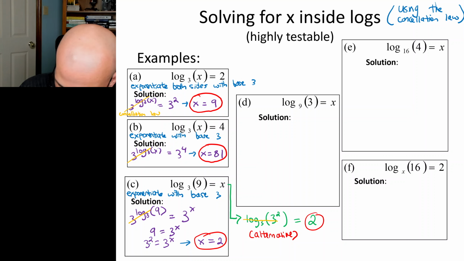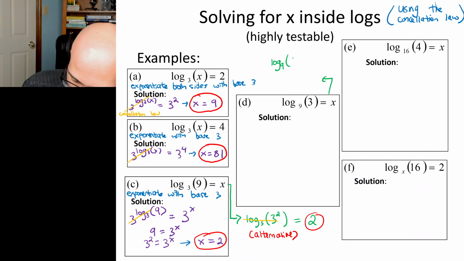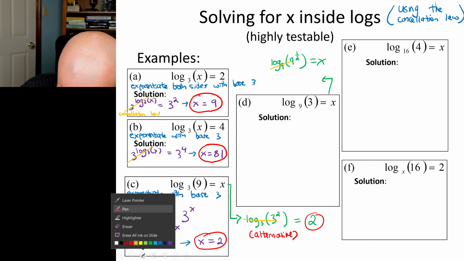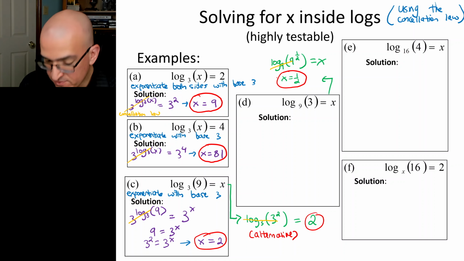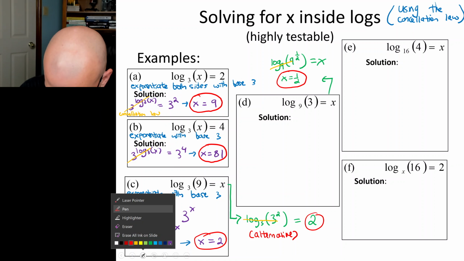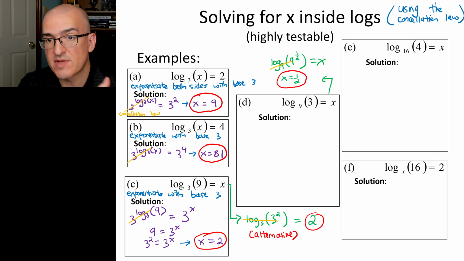You can say that this one here is log base 9 of 9 to what power? 9 to the power 1/2 is equal to x. And use a cancellation law. And we get x is equal to 1/2. So that's good. That's a perfect answer. I'm going to show you a second way. It's more work, but it follows the same template as the other ones.